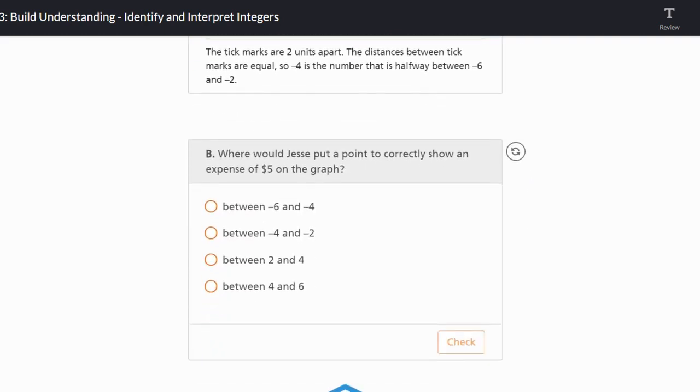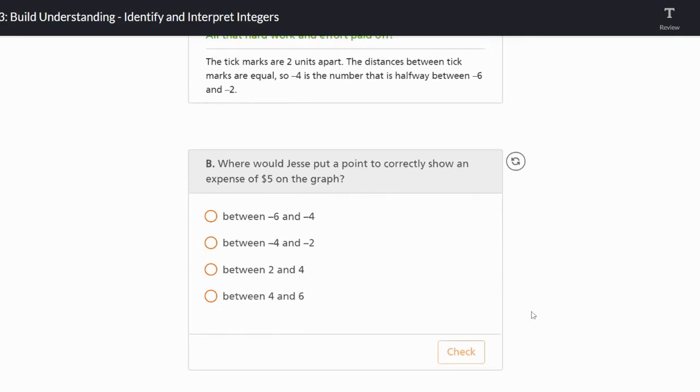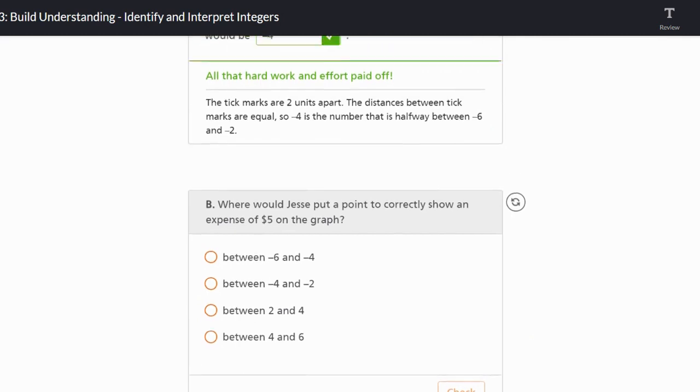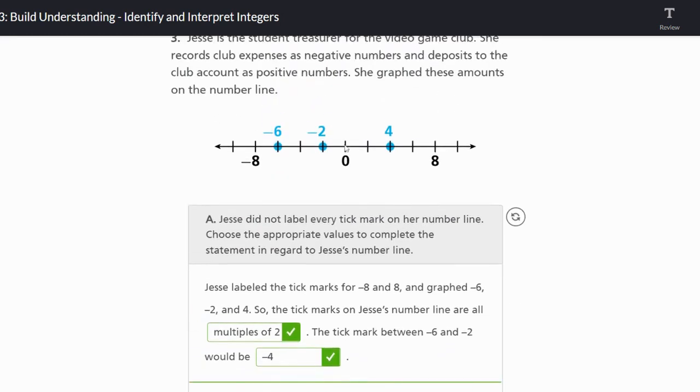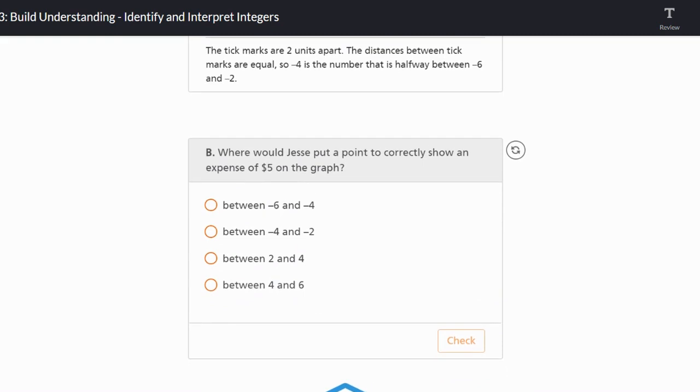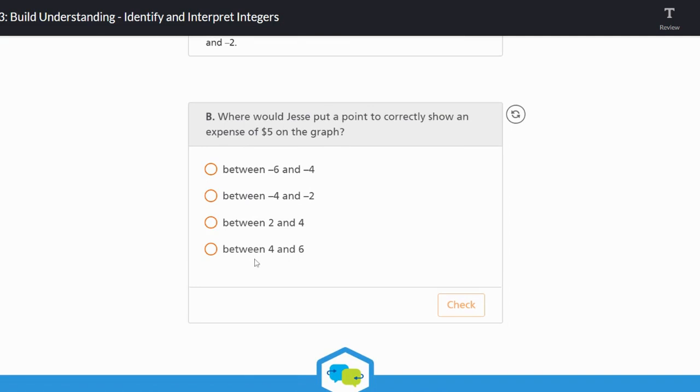Where would Jessie put a point to correctly show an expense of $5 on the graph? Okay, so I got to think of this word expense. Does that mean that they are making money or losing money? You should think an expense means you're paying money out, so losing money. So where would 5 be? Would it be between -6 and -4? -4 and -2? Between 2 and 4? Or between 4 and 6?